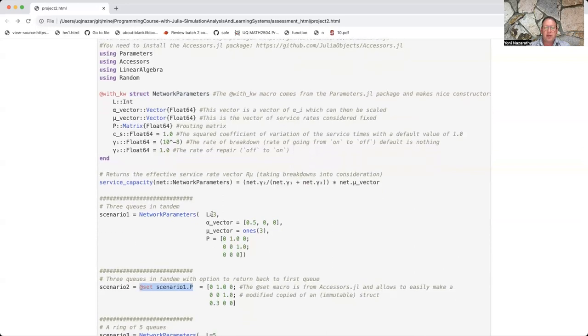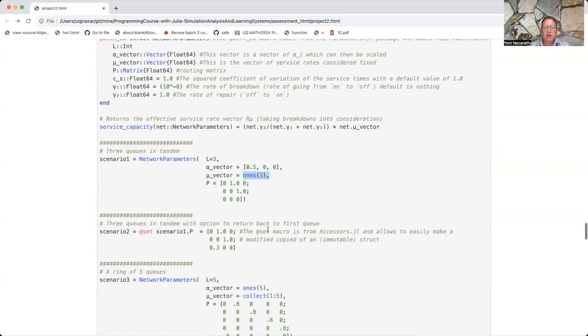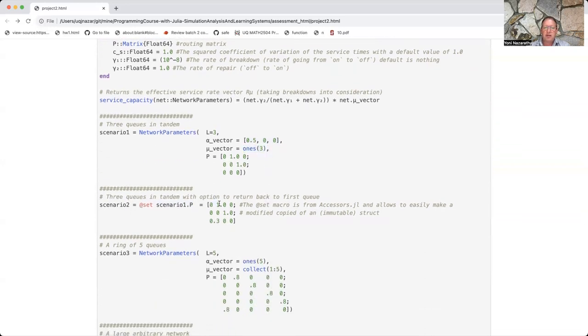So we keep the same parameters, L equals 3, the same external arrival rates, the same service rates. But here, they finish at node 1, they go to node 2. They finish in node 2, they go to node 3. But they finish in node 3 with probability 0.3, they go back to node 1. With the complement, probability 0.7, they leave.